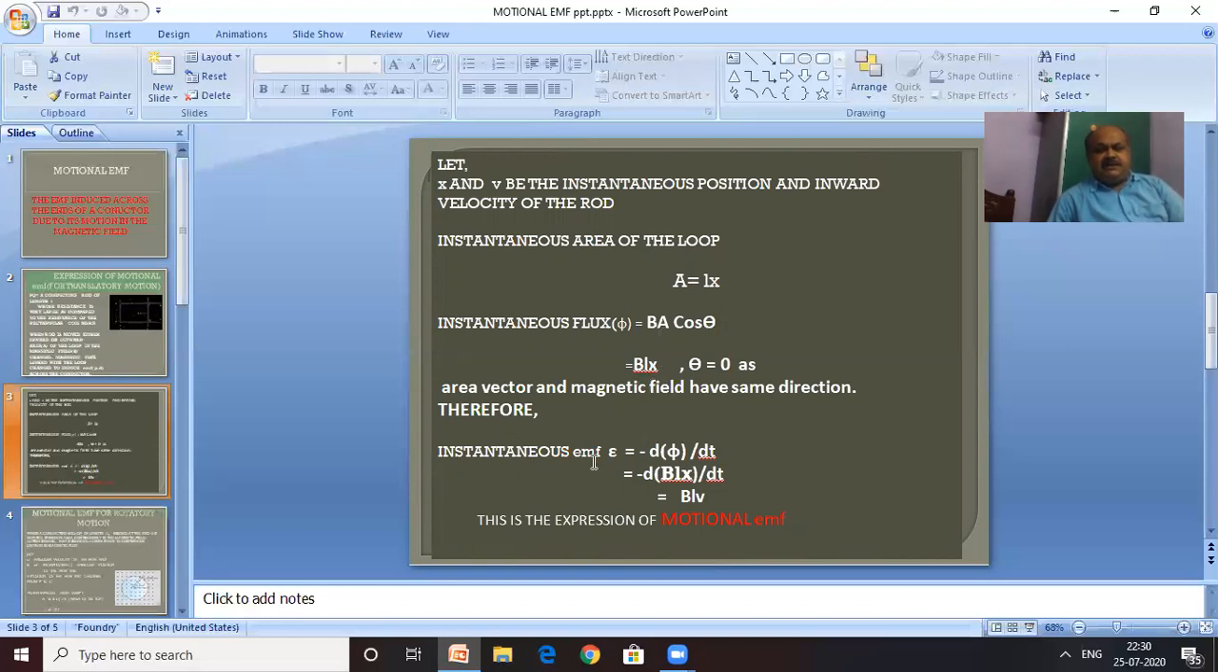Therefore, instantaneous EMF equals minus d phi by dt equals minus d(BLx) by dt. I have put the value of phi from here. So this is BLv, as dx by dt represents the instantaneous velocity of the rod. This is the expression of motional EMF for translatory motion.